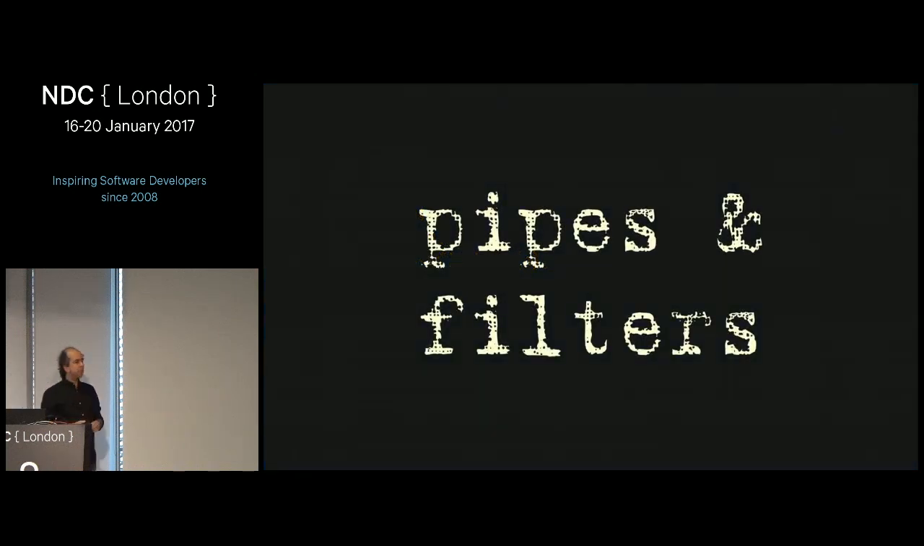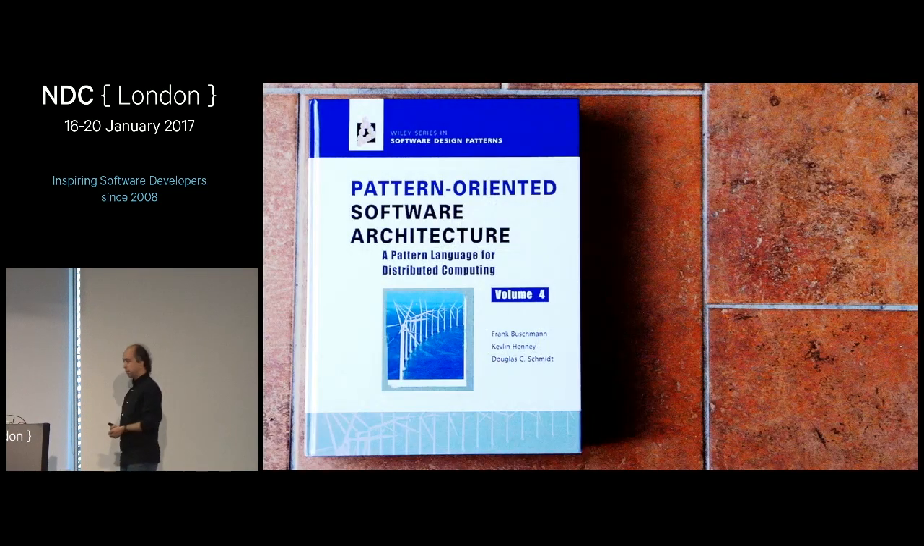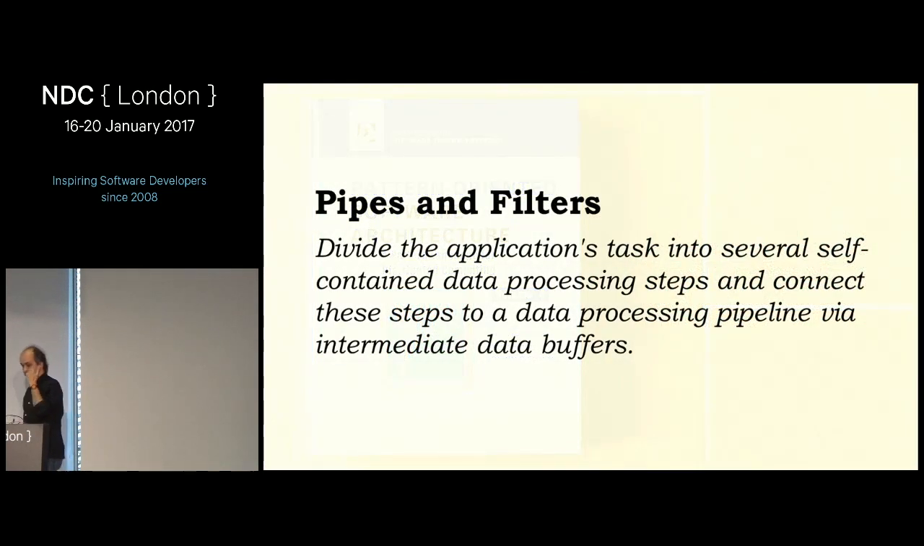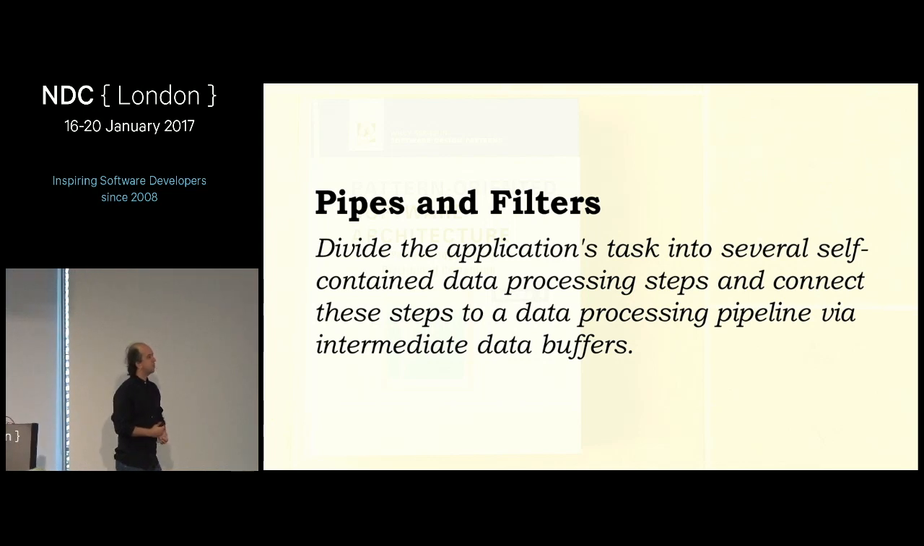So let's look at a particular application. And again, the terminology, pipes and filters, is really built on channels, but we talk about it slightly differently. Again, a pipe is the idea of a dedicated point-to-point piece of communication. Very powerful from a general point of view in terms of thinking about composition. We divide an application's task into several self-contained data processing steps, connect these steps to a data processing pipeline via intermediate data buffers.